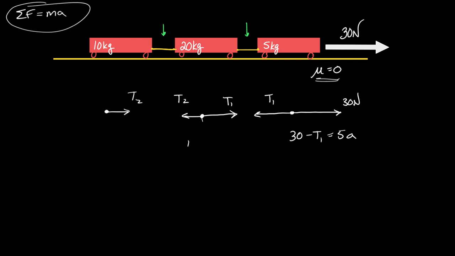All right, T1 minus T2 equals MA. Different M. This acts on the middle car. Have to use its mass. Last one, this one's tough. T2 equals MA.